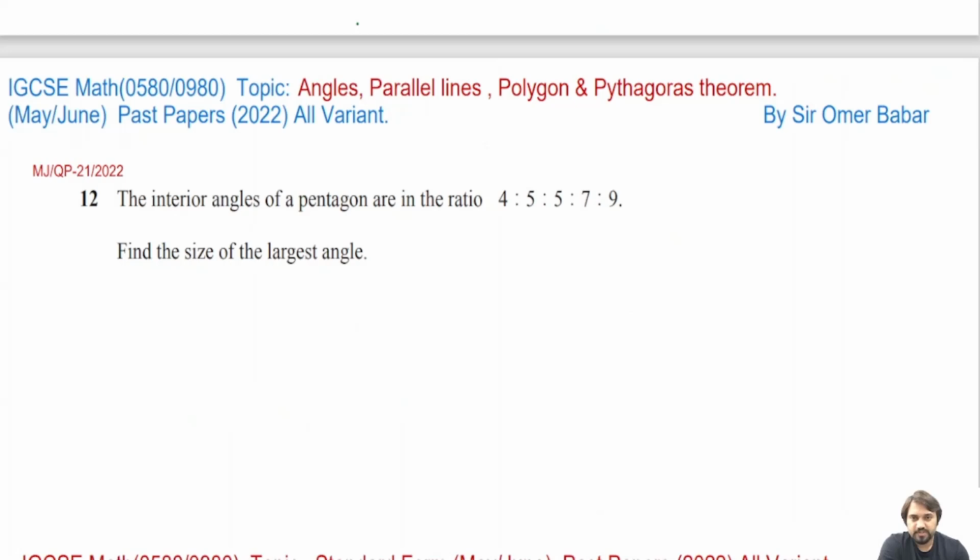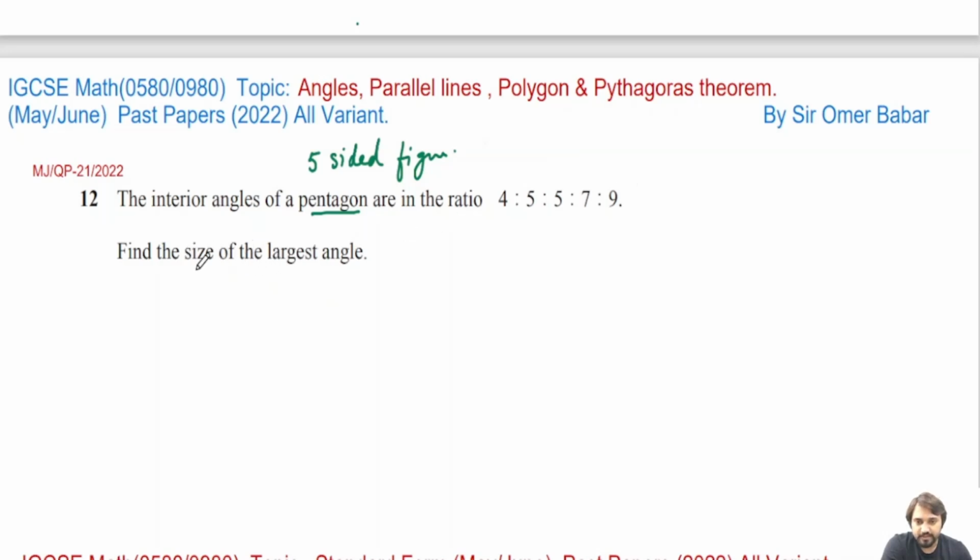Now moving towards our next question. Our next question is question 12 that appeared again in 2022. The paper was 2 and the variant was 1. It says the interior angles of a pentagon are in the ratio. We know that a pentagon is a 5-sided figure. And the interior angles of this pentagon are in the ratio 4, 5, 5, 7, 9. Find the size of the largest angle.